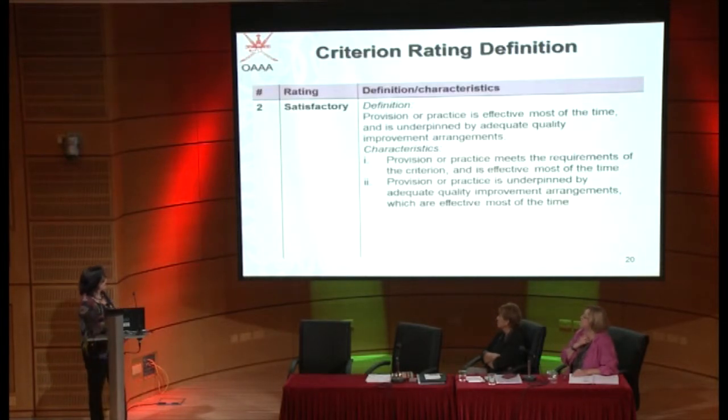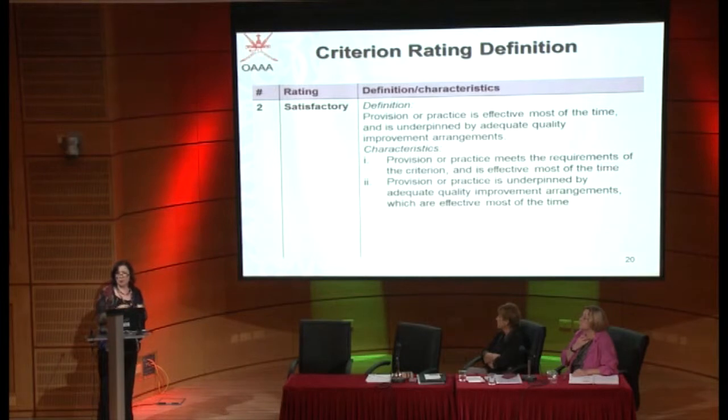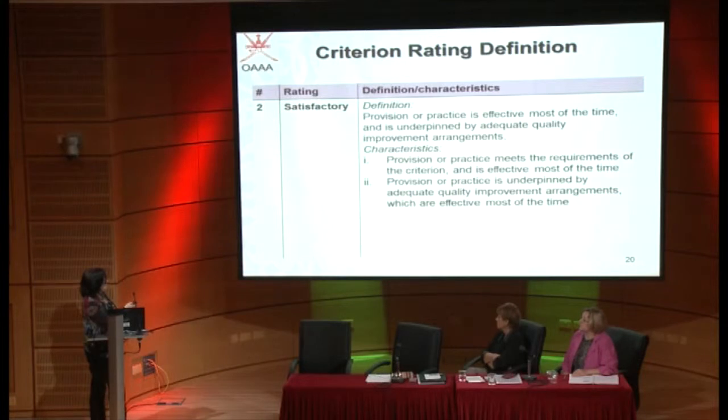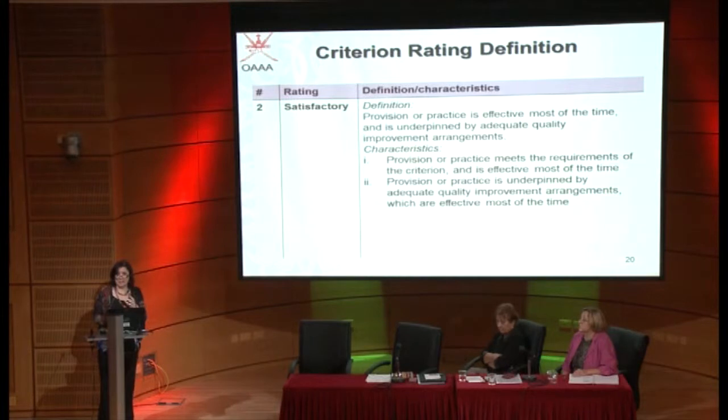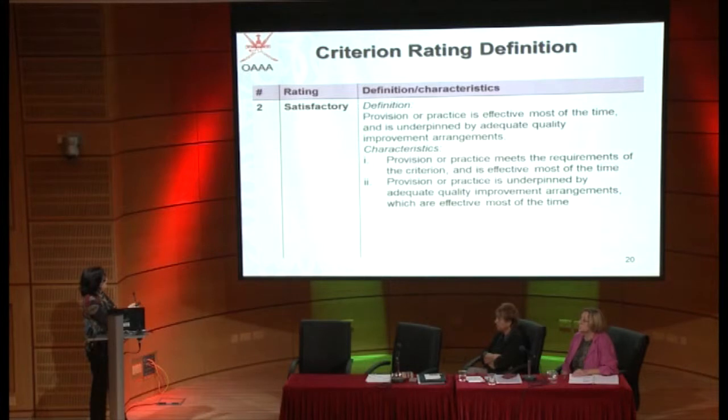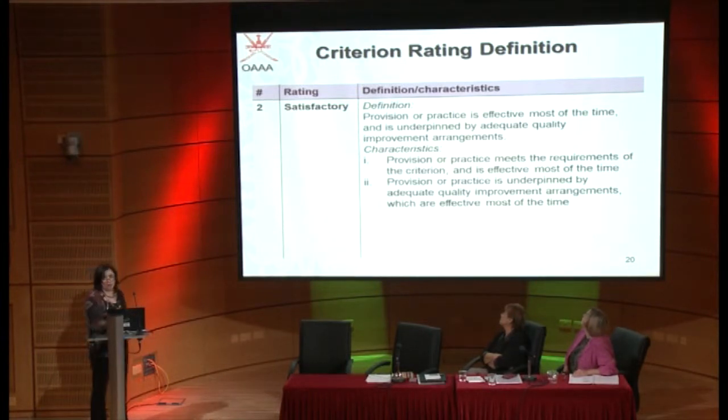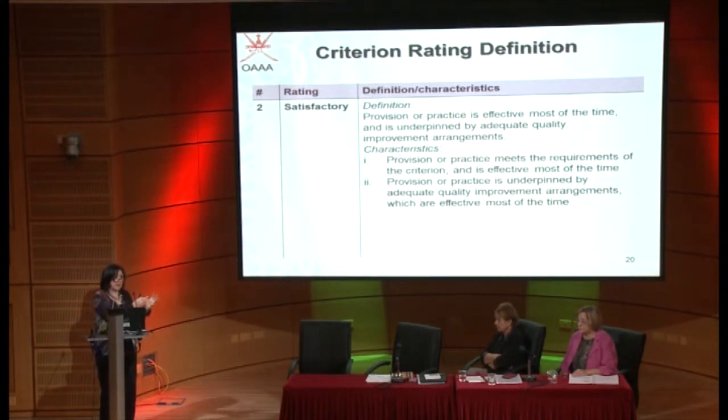When it comes to satisfactory, and this is the point that was raised earlier about what happens if it's not super duper. What we're saying is satisfactory is effective most of the time. We are trying to recognise the realities of an institution and how it operates. We still need adequate quality improvement arrangements, and it meets the requirements of the criterion as effective most of the time. We appreciate that an institution is always evolving. There are pockets of activity that are going really well. There are pockets of activity that are meeting the minimum standard but could be improved.